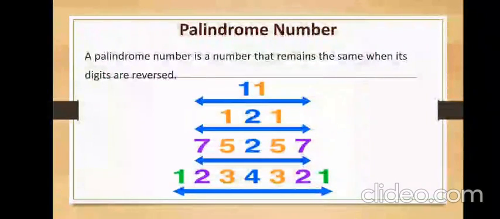And the last topic is palindrome number. A palindrome number is a special number that remains the same when its digits are reversed. That is, when you read the number from backward to forward, the same number is retained. See the examples: 11, 121, 75,257, 12,34,321. If you reverse them from backward to forward, the same number is retained. So we call them palindrome numbers.